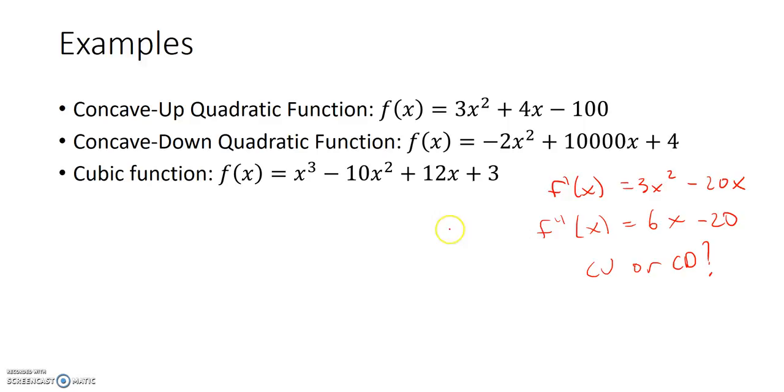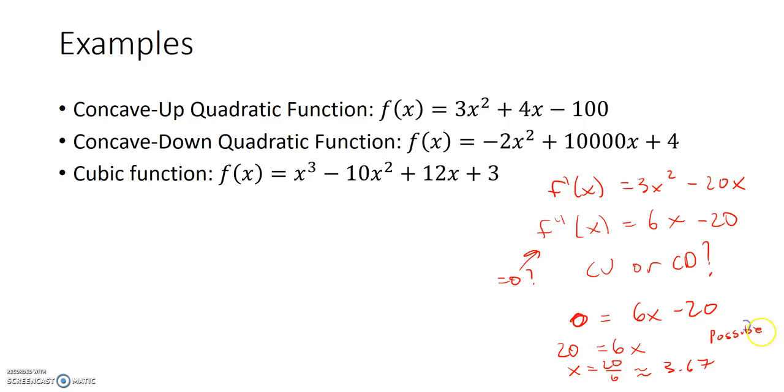If this is a function of x, then I can ask the question of when does the second derivative equal 0? Okay, so that means I'm going to set my second derivative equal to 0, and I'm going to solve 6x minus 20 equals 0. So that means I'll have 20 equals 6x, and I'll have x equals 20 over 6, which is approximately 3.67. So what this is telling me is that I potentially have an inflection point, or a possible inflection point, call that an IP for inflection point, at x equals 3.67.